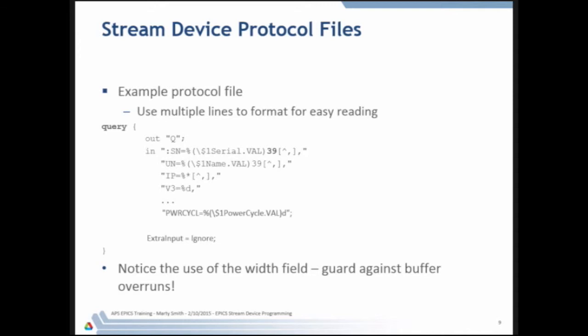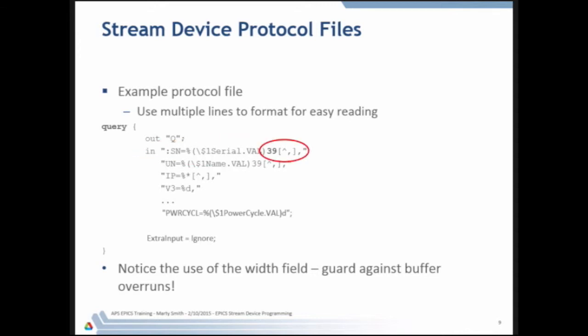So the in command, you can see that I'm expecting a :SN equals to be the first thing that comes back in. And then in the parentheses there would be the PV name, and the $1 is the argument that you passed in. In the previous example, that was the PV prefix.